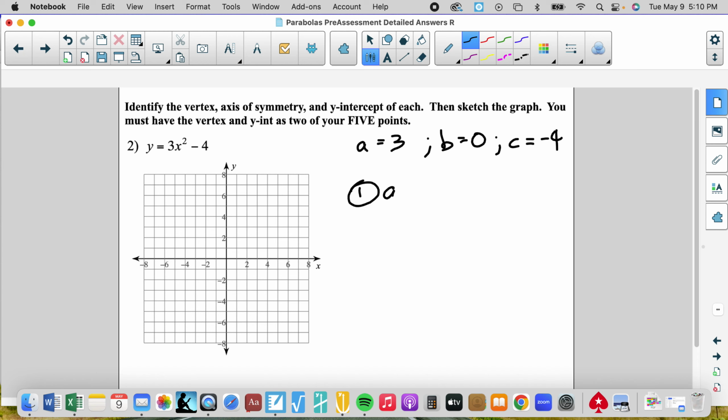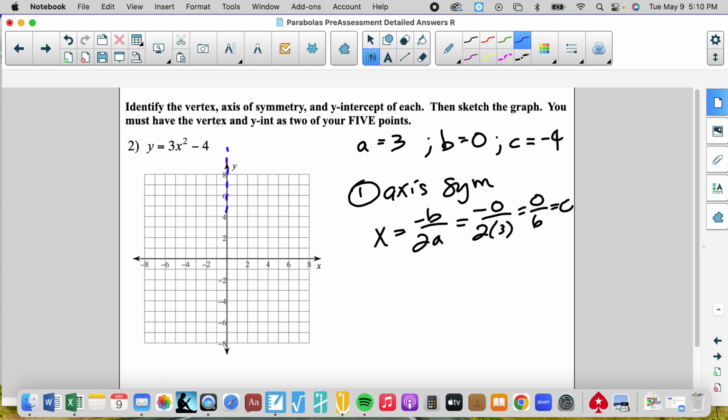So the first thing is axis of symmetry. X equals the opposite of B over 2A. The opposite of B, my B value was 0. 2 times 3 is 6. 0 over 6 equals 0. So my axis of symmetry is where x equals 0.